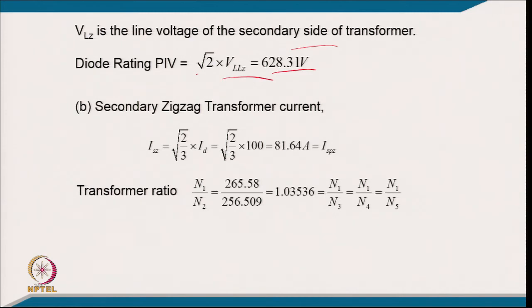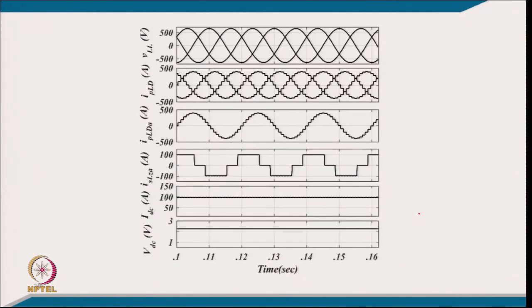This is the diode rating, the peak inverse voltage, and then you can get the zigzag current from the DC link current and the RMS current, and then you can get the transformer turns ratio, and after putting in the values and making the model of this total system, this is the supply voltage and supply current for the 24 pulse converter, and this is one line current, where we are not neglecting the leakage reactance, though for simplification we could neglect it in the calculation.